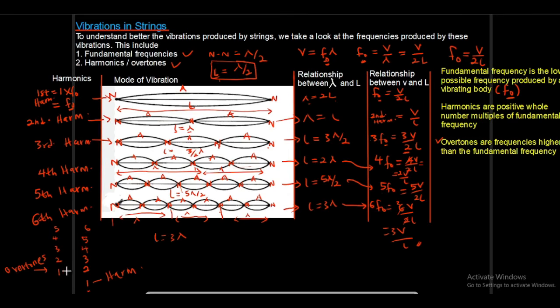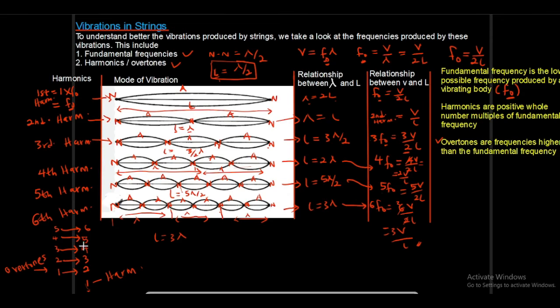So it simply means first overtone is higher than fundamental frequency but equal to second harmonic. Second overtone is equal to third harmonic. Third overtone is equal to fourth harmonic. Fourth overtone is equal to fifth harmonic. Fifth overtone is equal to sixth harmonic. Alright, so this is how we get the overtone.